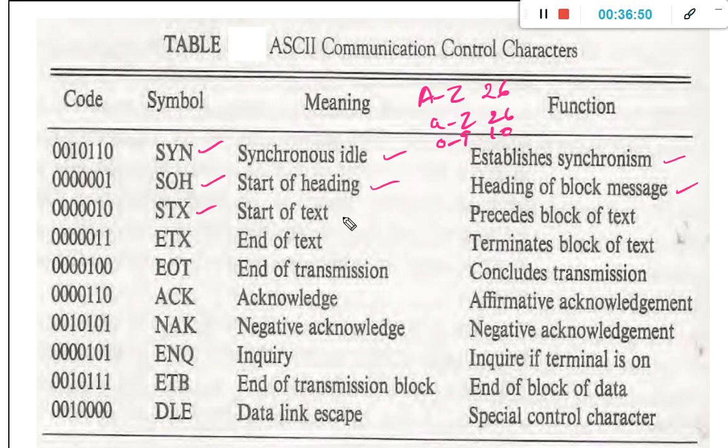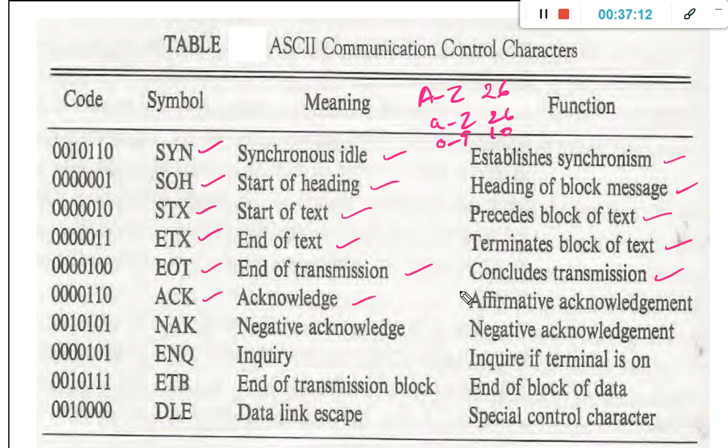STX is going to represent the start of the text, precedes the block of the text. ETX represents the end of text, terminates the block of text. EOT represents the end of transmission, concludes the transmission. So which means that the transmission has been successfully completed.